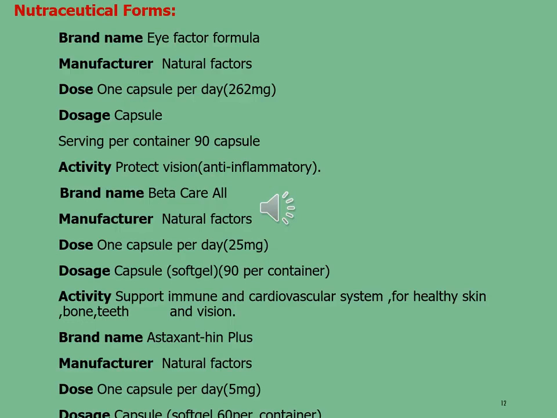The second brand is Beta Care All. It is manufactured by Natural Factors, and we take its dose of 25 mg per day. It is formulated in soft gel capsules. The activity of this brand is to support the immune system and cardiovascular system for healthy skin, bone, teeth, and vision. The last brand is Astaxanthin Plus. It is also manufactured by Natural Factors, and we take its dose of 5 mg per day. It is formulated in soft gel capsules, and its activity is antioxidant.